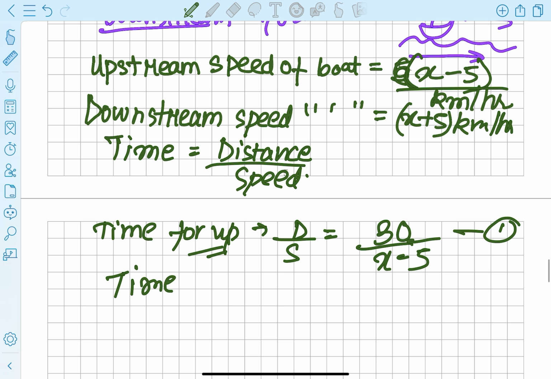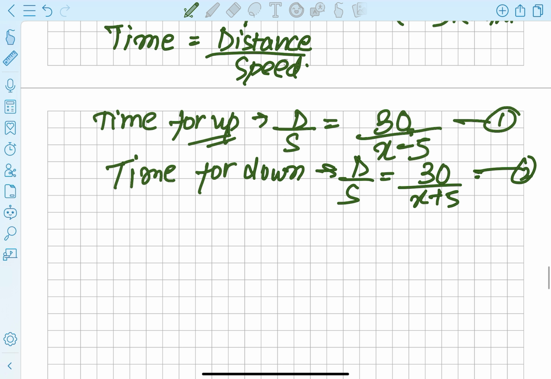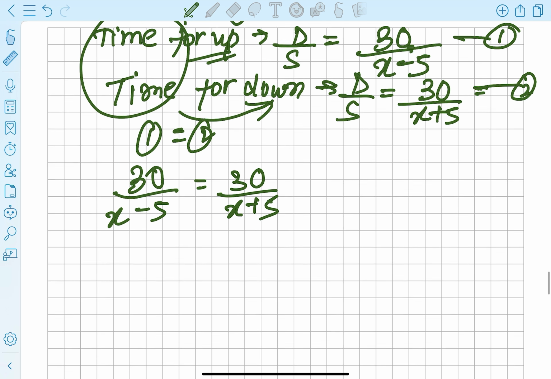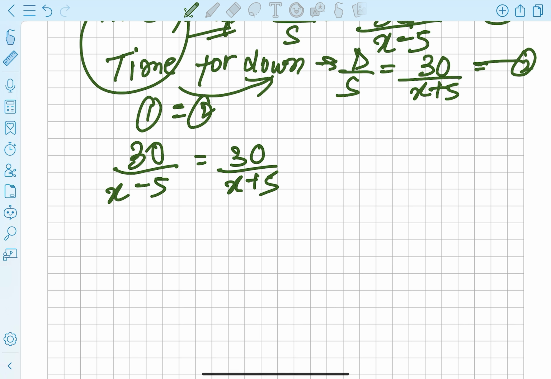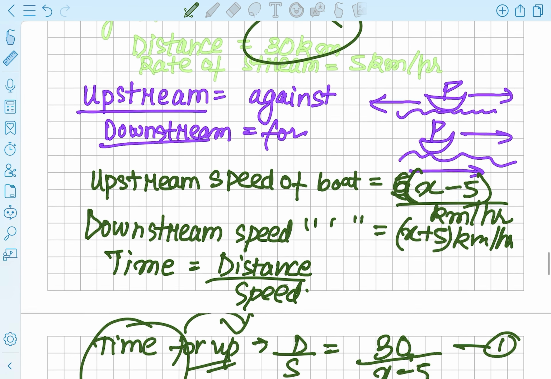Now we are talking about time for downstream. Time for downstream is d by s, which means 30 by x plus 5. This is our equation 2. Now equation 1 equals equation 2 because the time for both upstream and downstream is the same. So 30 by x minus 5 equals 30 by x plus 5. Now you can solve the equation and tell me what it comes to. This is your homework. Another question I'll also give you later, but this is the main thing we have to do over here.